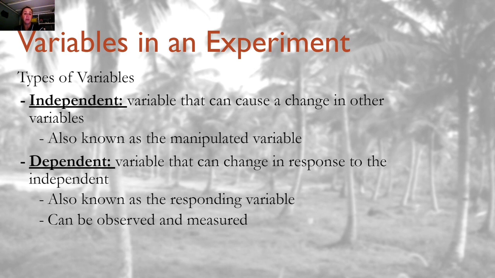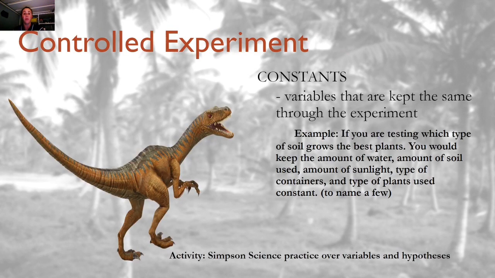So once we've identified those and we're coming up with our experiment, the next step is to identify those constants. These are the variables that we absolutely need to stay the same no matter what. I gave you an example here. If you're testing which type of soil grows the best plants, we would keep things like how much water they receive, the amount of soil we use, amount of sunlight, types of containers, and even the types of plants, just to name a few. So this is a short list. You could have many different constants that need to be kept the same depending on what you're testing.